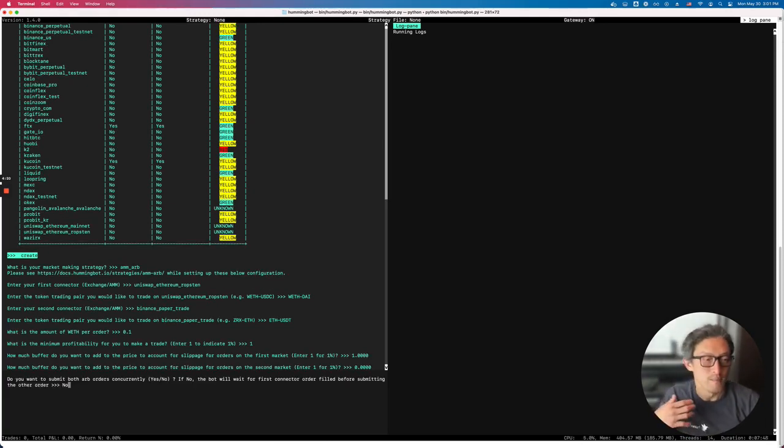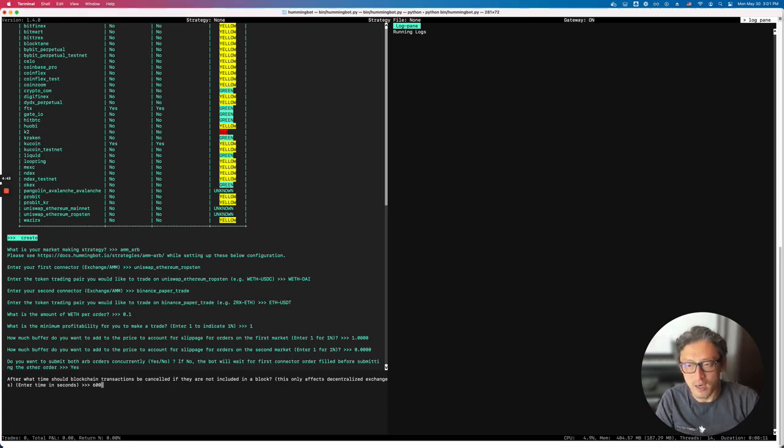And finally, the question is, do you want to submit both arbitrage orders concurrently, or do you want to wait for one to finish before doing another? You may want to do them sequentially if you're concerned that one trade might fail before doing the other one, in the case of a DEX. But in this case, for simplicity's sake, let's just do them concurrently.